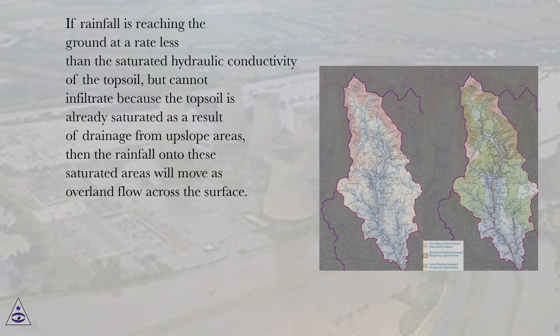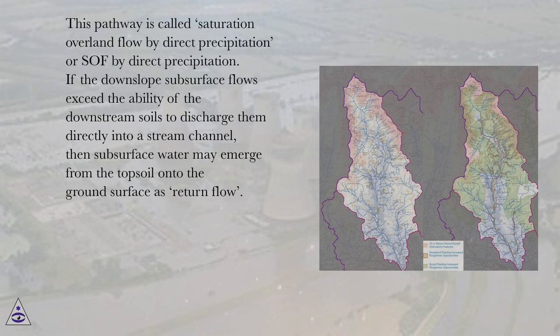If rainfall is reaching the ground at a rate less than the saturated hydraulic conductivity of the topsoil, but cannot infiltrate because the topsoil is already saturated as a result of drainage from upslope areas, then the rainfall onto these saturated areas will move as overland flow across the surface. This pathway is called saturation overland flow by direct precipitation, or SOF by direct precipitation.